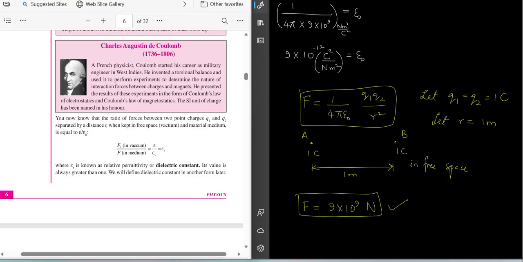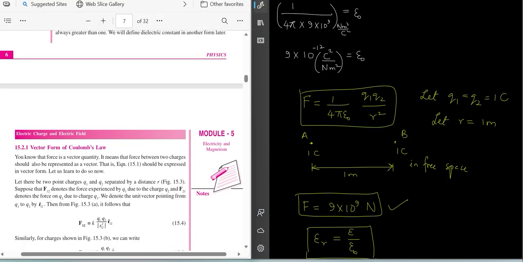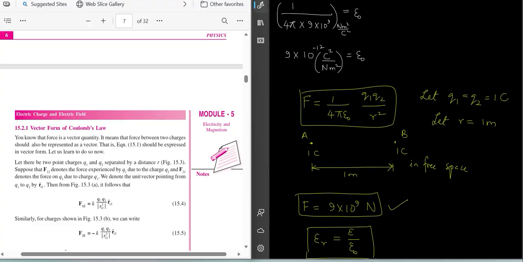For now, just remember that epsilon r is nothing but the relative permittivity when we are talking of two different media: one is a medium other than free space and the other is free space. This epsilon r is also called the dielectric constant. We'll understand this in the next chapter on electric potential. For now, just remember this formula.